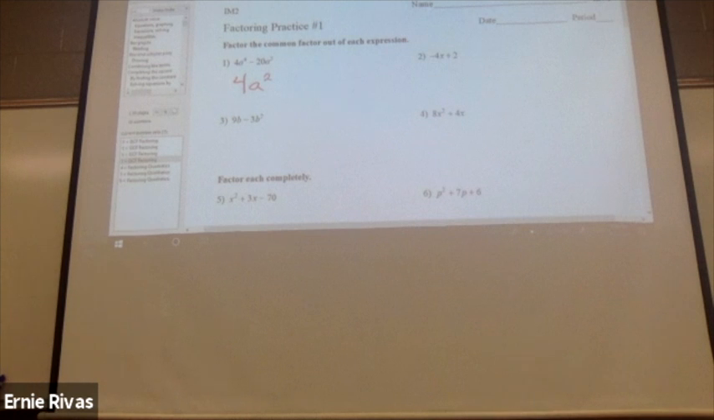Now, some people I saw yesterday, maybe, or the day before, were pulling out the number and forgetting about the variable. Sometimes that's the case, and sometimes that's all we can do. But we have to check. If there is a common variable in each one of the terms, then we have to pull that out too if we're factoring it. Does that make sense?